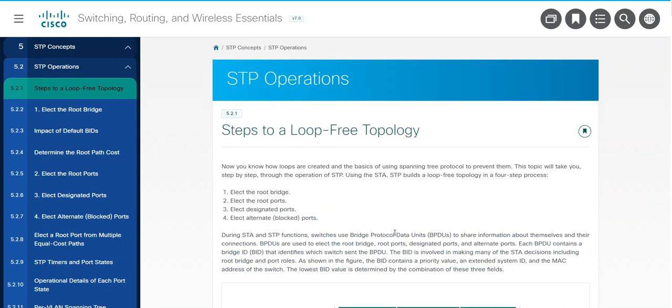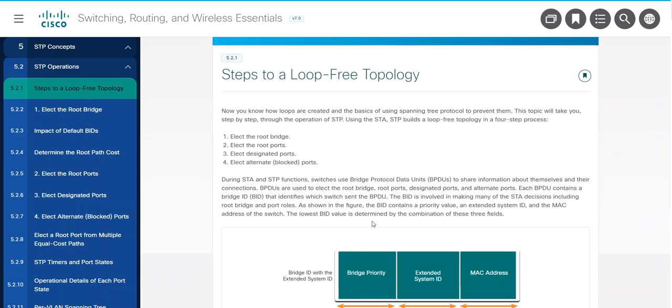So here are the specific steps on loop-free topology and your spanning tree protocol operation. As I mentioned, it's going to elect a root bridge. Then it will elect root ports. After the root ports are elected, then you'll have designated ports and then your alternate or blocked ports.